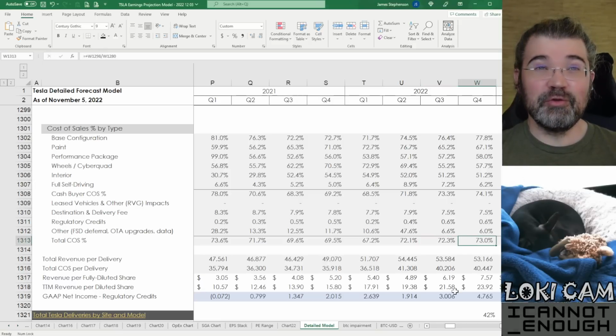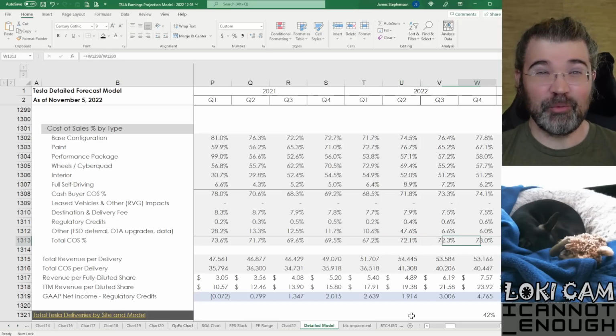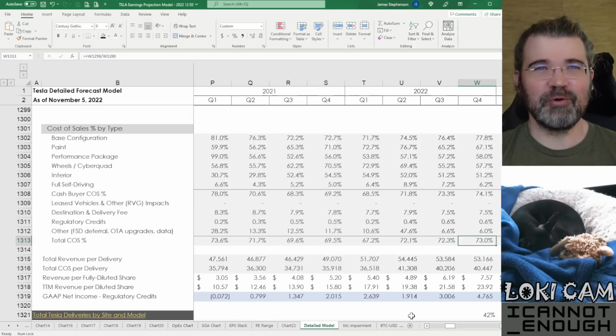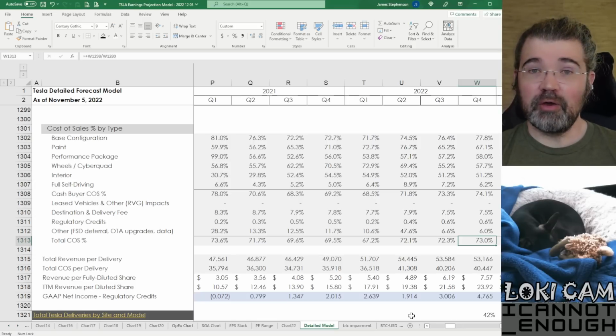Then in Q4, I have it going higher still. So cost of sales percentage is getting worse and worse here. What's going on in Q4? Well, we have price cuts in Q4. So in Shanghai, they lowered prices.